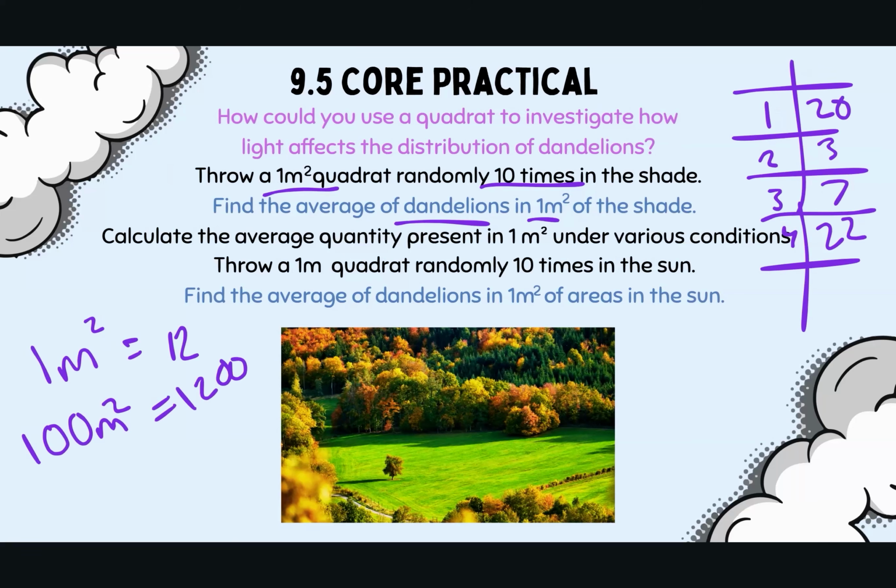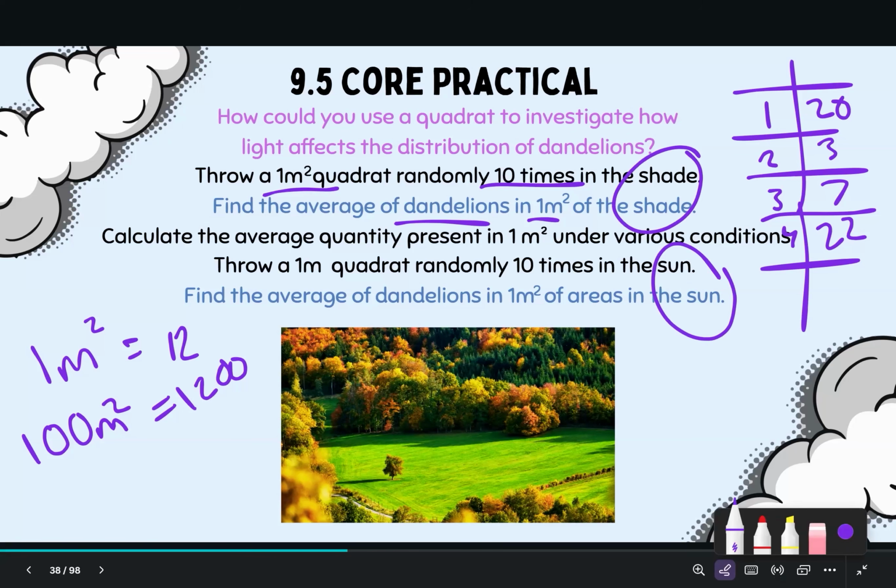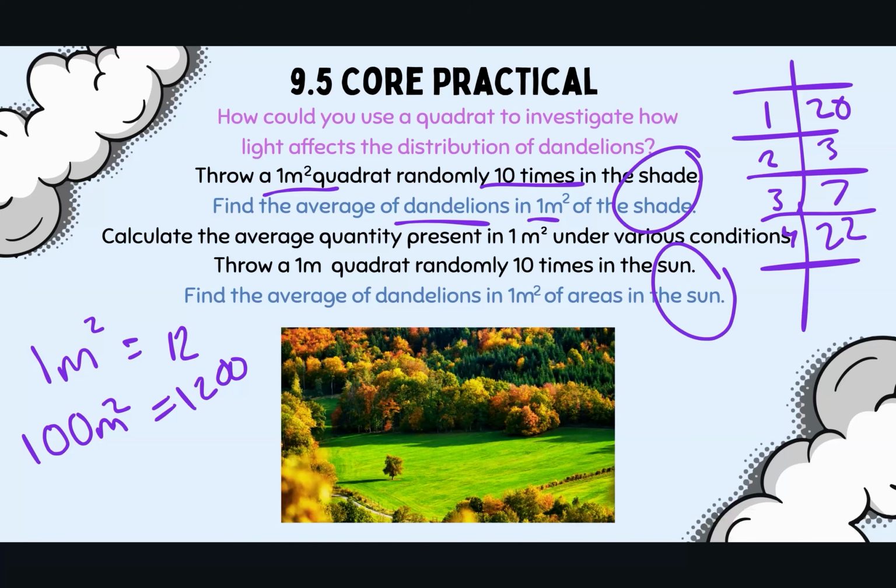And you can do that in different areas. So you might do it initially in the shade, then you might do it in the sun, and then you can do a comparison. So if you look at the picture here, you can see it's got a sunny area, it's got a shady area. So you throw 10 quadrats in the shady area, 10 quadrats in the sunny area, and then you can compare your average, or you can multiply it up by the total area of the whole thing. And then you've got a rough idea of how many dandelions or daffodils or whatever plant you're looking at is across the whole area.